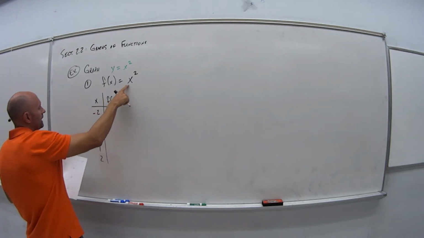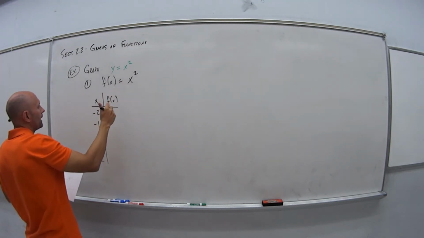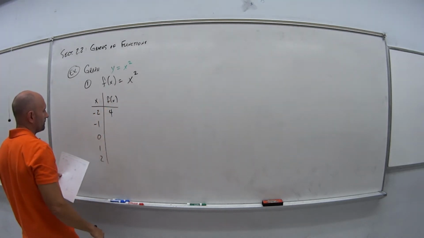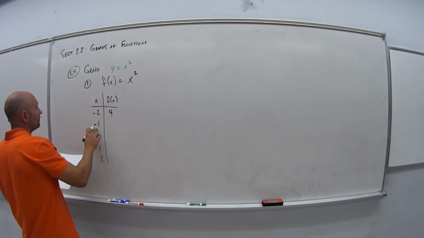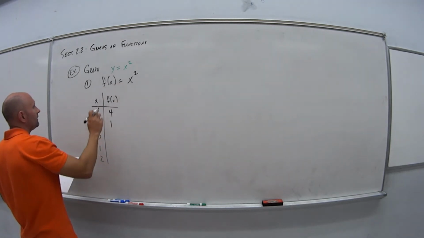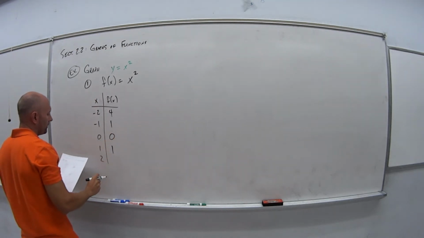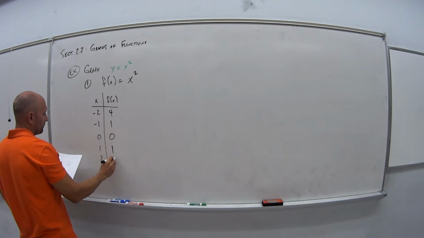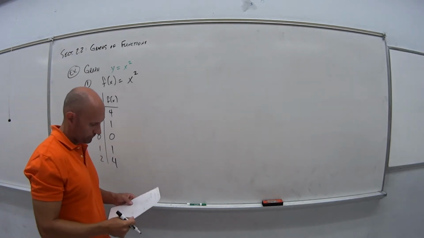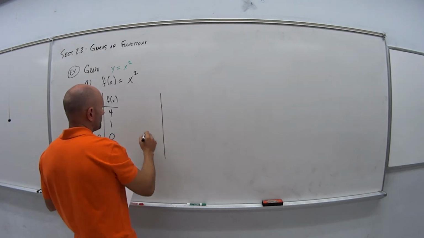So if I plug in negative 2, squared is positive 4. Negative 1 squared is positive 1. 0 squared is 0. 1 squared is 1. 2 squared is positive 4. So this gives me 5 values.